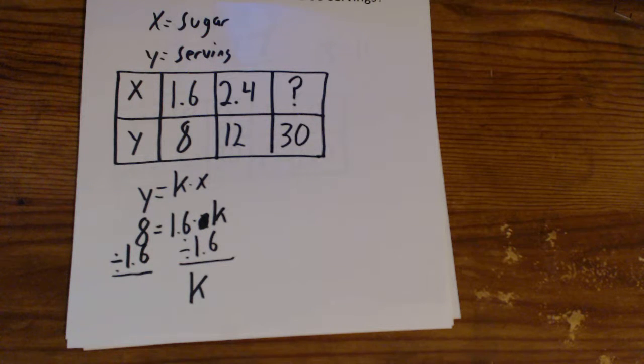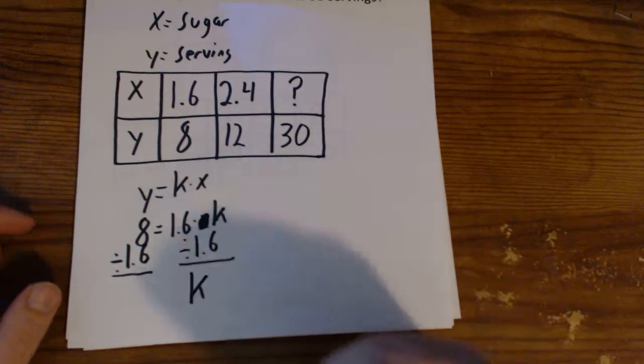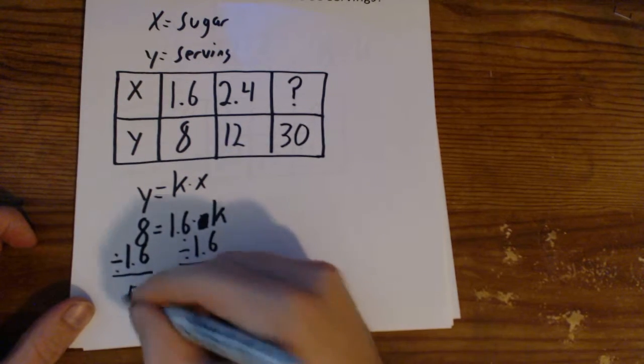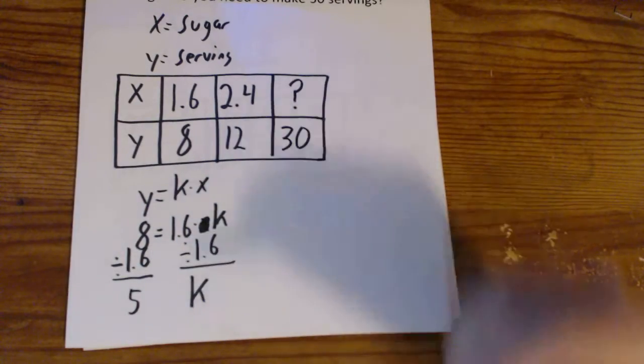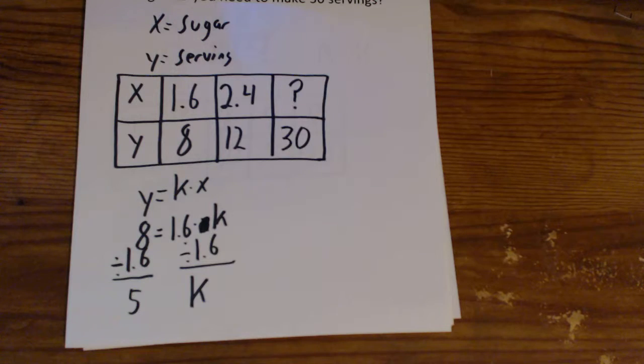Now, 8 divided by 1.6. If you guys can use a calculator, that's great. Or, if you don't have a calculator, you're going to have to use the long way of doing this. But it's not the end of the world, right? What we're going to find out is that it's going to become 5. If we take 8 divided by 1.6, we're going to get 5. So our k is 5.